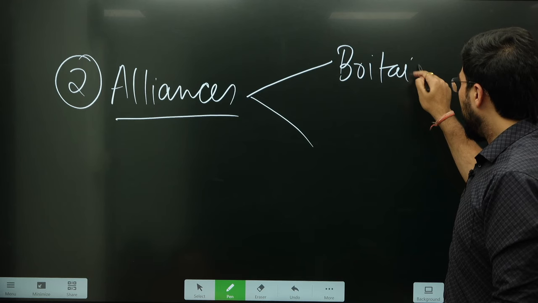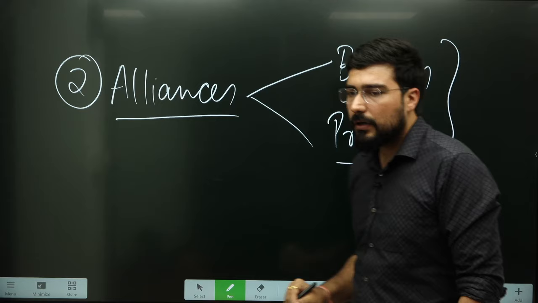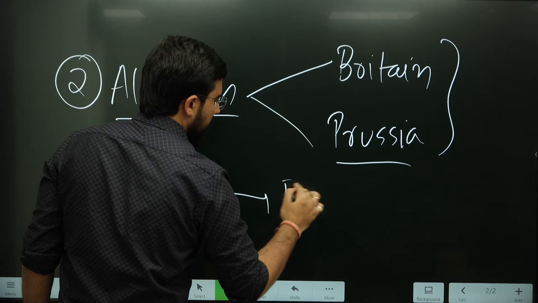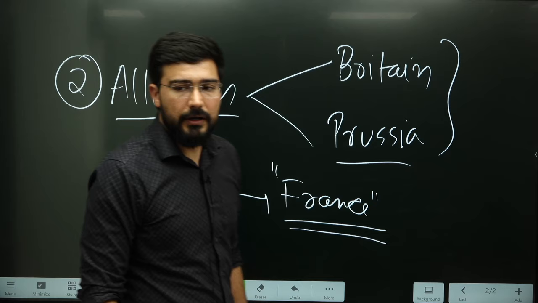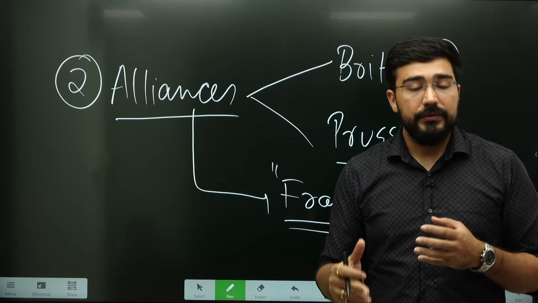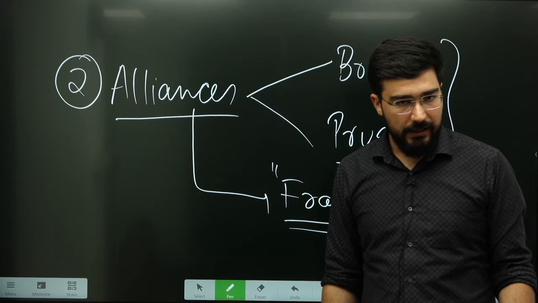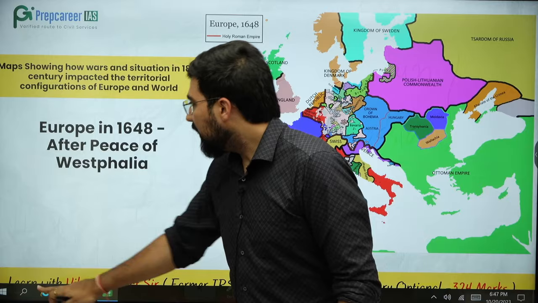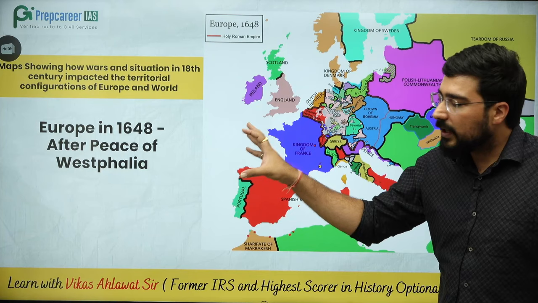and Prussia, these two became the Protestant ones. If we see the case of France, France was a Catholic country. So this religious division, which became an important part of the 18th century, okay, the beginning of that can be seen only from the Westphalia. So always remember that the whole equation of the 18th century will be changed by the Peace of Westphalia.